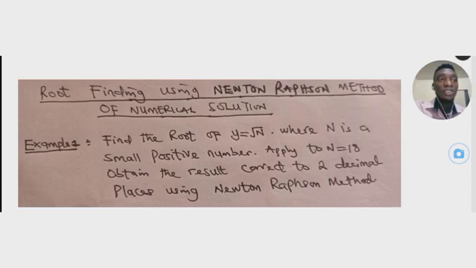Here is a case study. Find the root of y equals square root of n, where n is a small positive number. Apply to n equals 18. Obtain the results correct to 2 decimal places using the Raphson method.